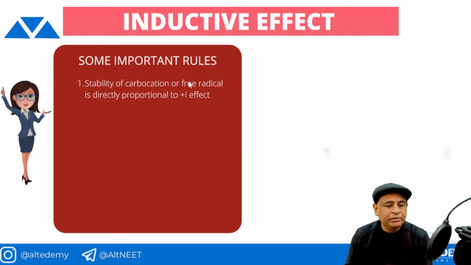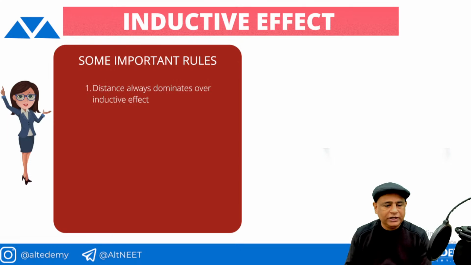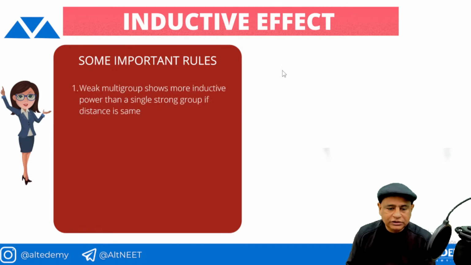The opposite: stability of carbocation or free radical is directly proportional to positive inductive effect. Right? Needless to explain it. Distance always dominates over inductive effect. Yes. Distance always dominates over inductive effect. We will elaborate it with a couple of things like this. Weak multigroup shows more inductive power than a single strong group if distance is same.